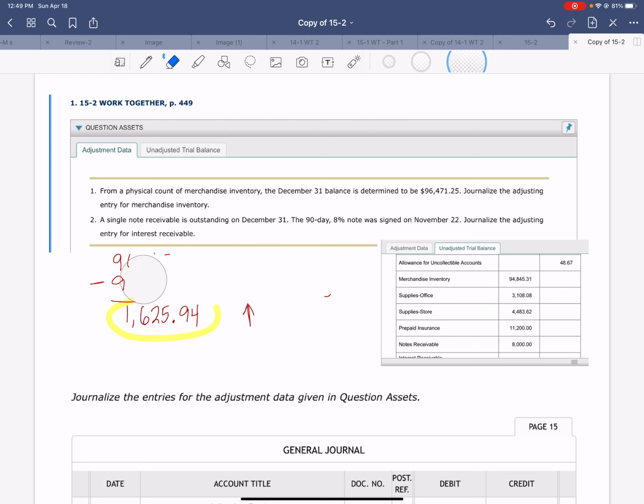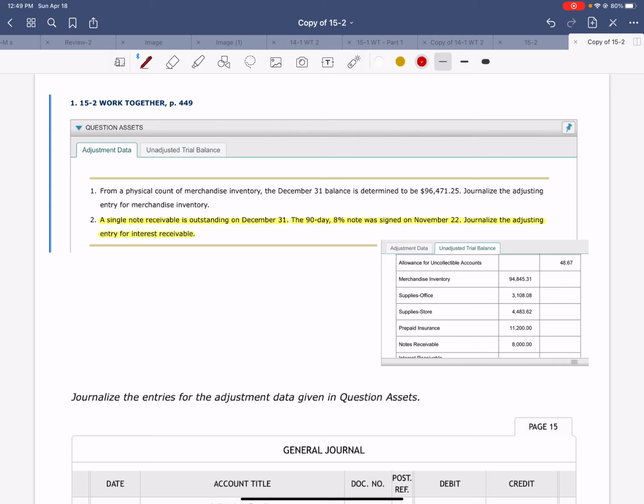Our second entry is listed above. A single notes receivable is outstanding on December 31st. The 90-day 8% note was signed on November 22nd. Journalize the adjusting entry for the notes receivable. So first of all, let's figure out how many days are in this year, this fiscal period. Those are the days that we're going to receive the interest on. And then we'll get the rest of the days next fiscal period.